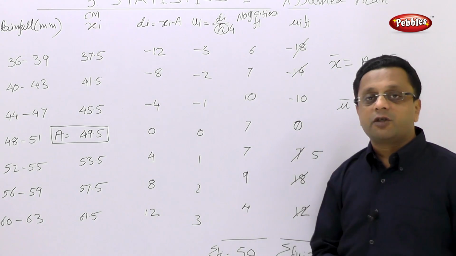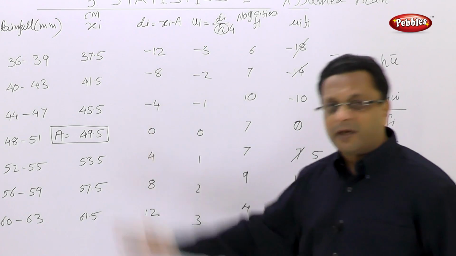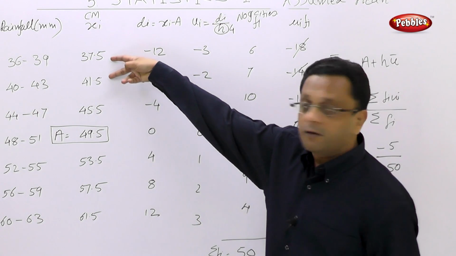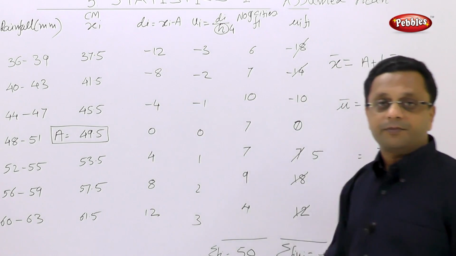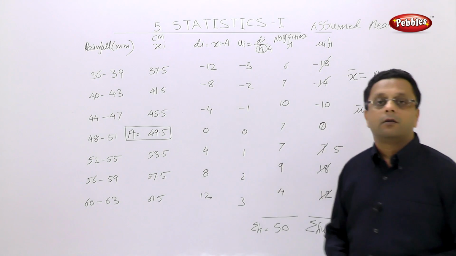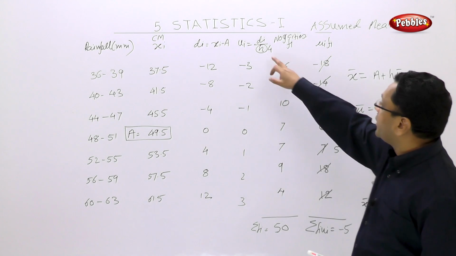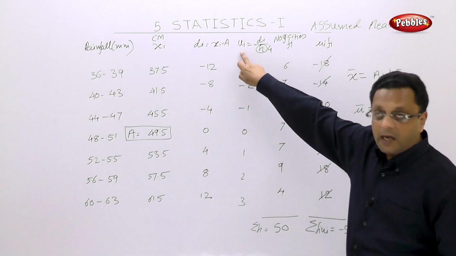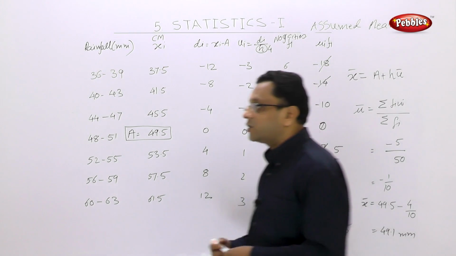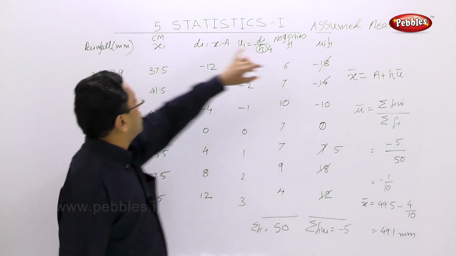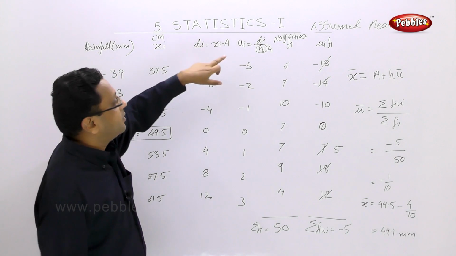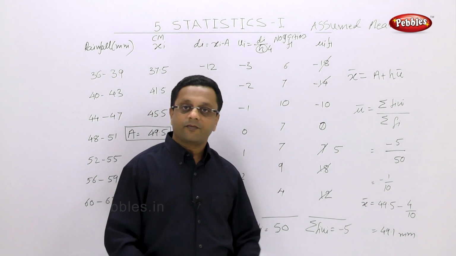In the step deviation method, I found these numbers still big, so I want to reduce them further. So I divide by the class width, that is the difference between the class marks. Here it is 4. So now I found ui is equal to di upon h, that is the class width. And at last, instead of xifi in the first method and difi in the second method, now I found uifi. Okay?